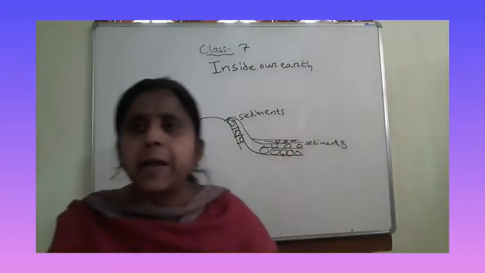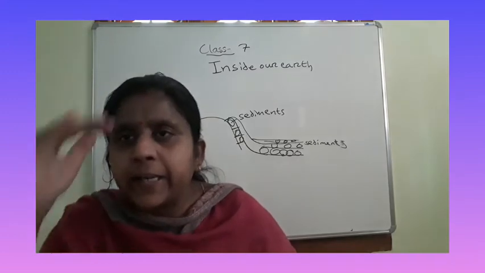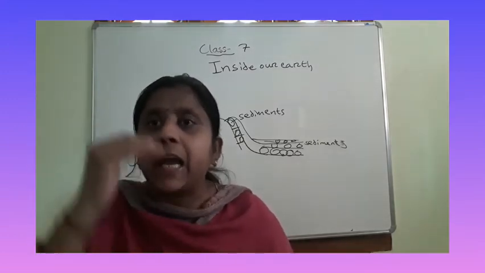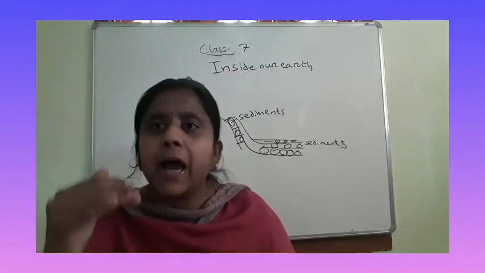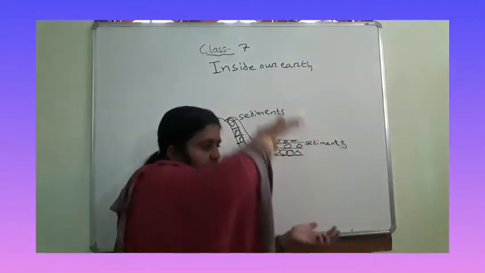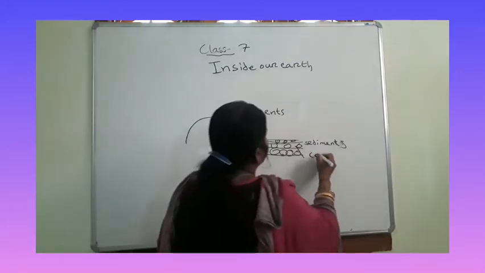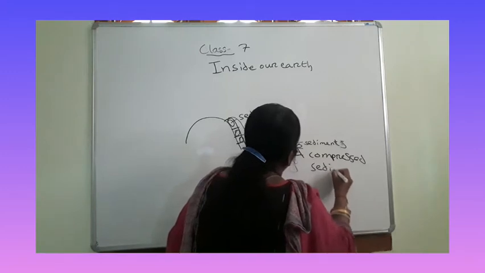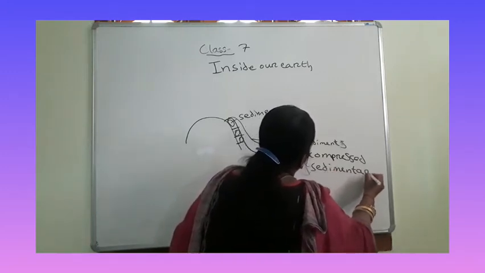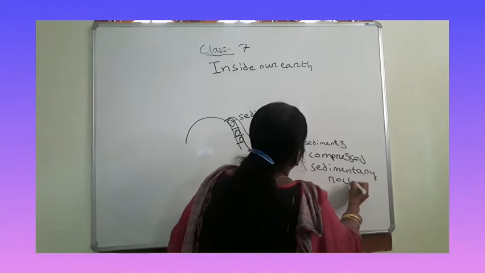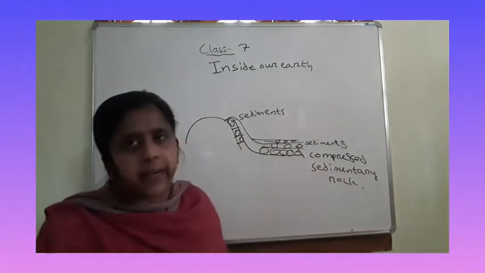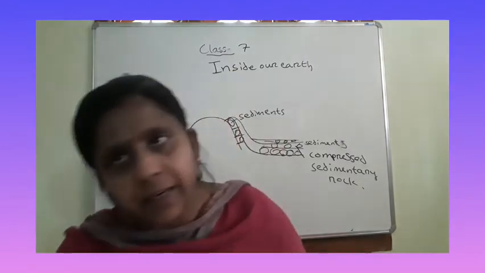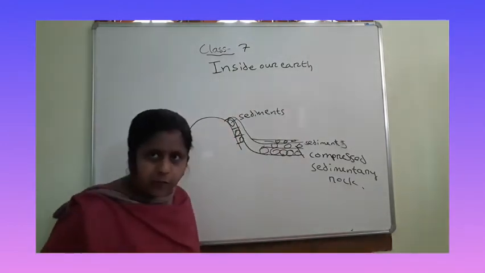As time passes, children, it hardens and is compressed, and forms sedimentary rock. Understood? Example, sandstone. Sandstone is an example of sedimentary rock. Understood how sedimentary rocks are formed?